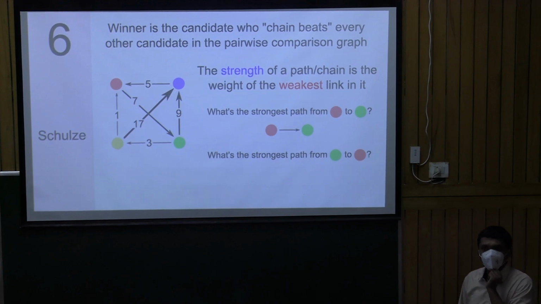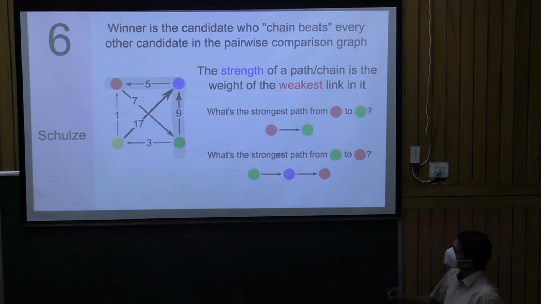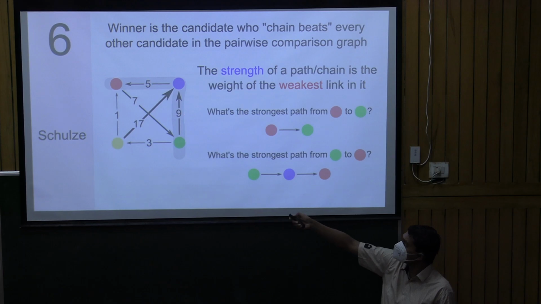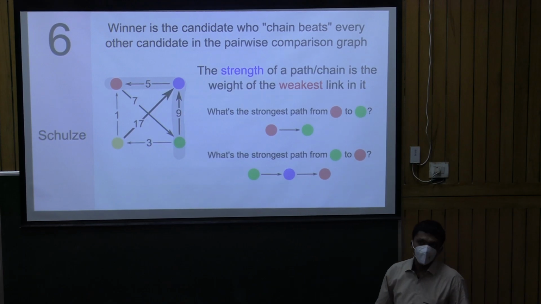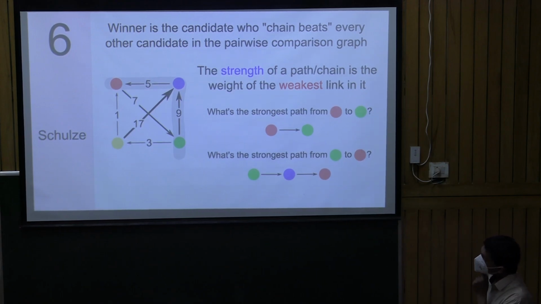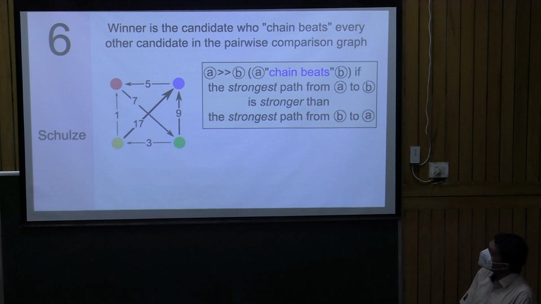Is that it? Any other paths? None. Okay, good. So the strongest path is green to blue to red. Right, this one here, it has a strength of 5. Questions? Okay, all right. Okay, so now I'm going to define the chain beats relation.